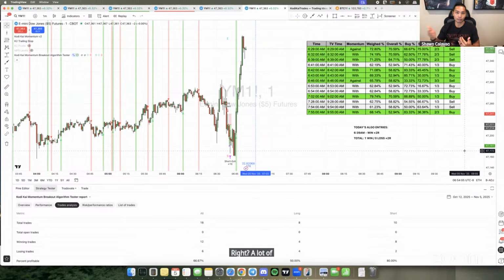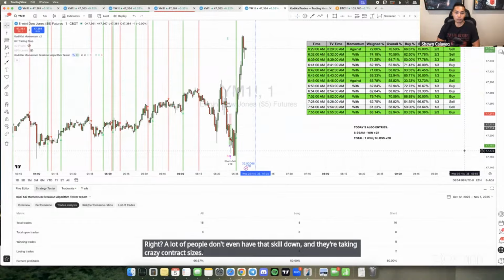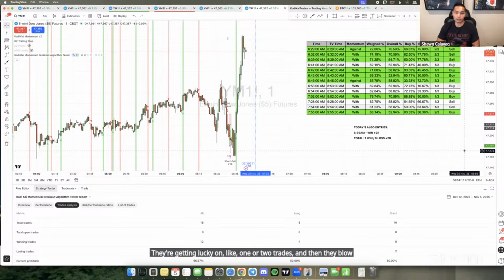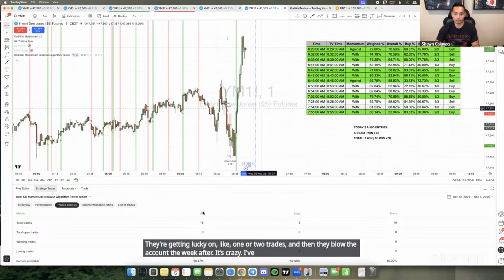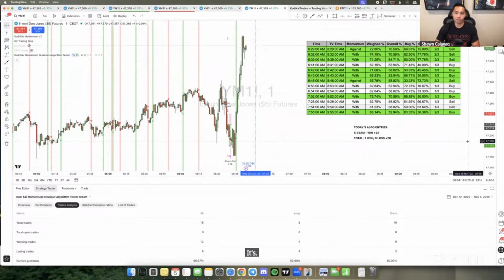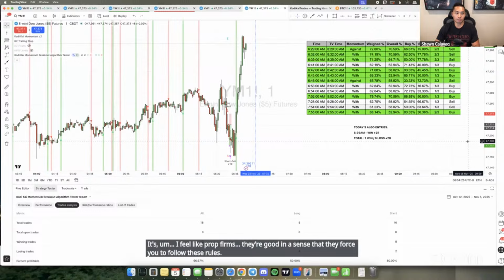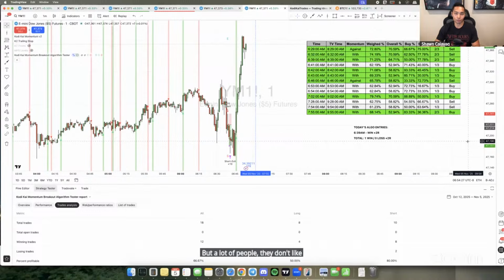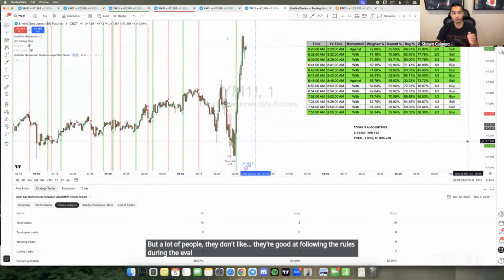A lot of people don't even have that skill down and they're taking crazy contract sizes. They're getting lucky on like one or two trades and then they blow the account the week after. It's crazy. I've seen so many people, especially with the prop firms. I feel like prop firms are good in a sense that they force you to follow these rules, but a lot of people don't. They're good at following the rules during the eval phase, and then I see people get to the funded phase and the whole strategy goes out the window.